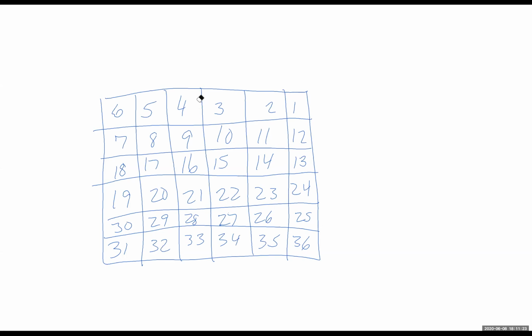You see how I started in the top right-hand corner? And I did 1, 2, 3, 4, 5, 6, and then boom, went down, and then went across, and then went down, and then went across. So what does it tell you is the reason why they're numbered this way?